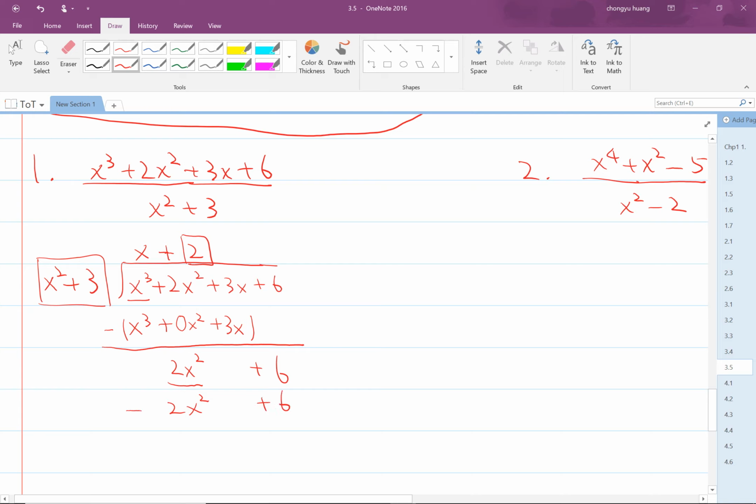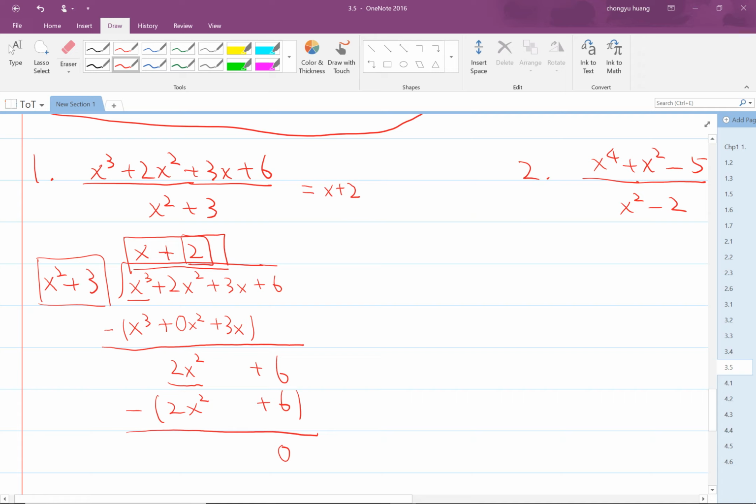And then as always, we want to cancel those terms. 2x squared minus 2x squared is equal to 0, 6 minus 6 is equal to 0. So now we solve the problem, and the remainder is actually equal to 0. So we know the solution is x plus 2.